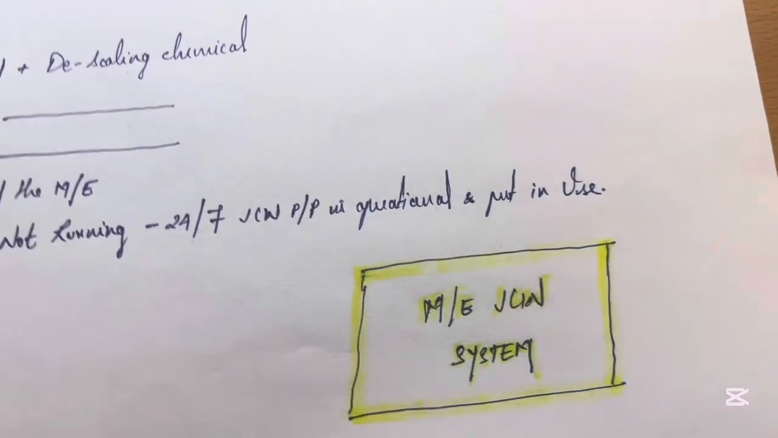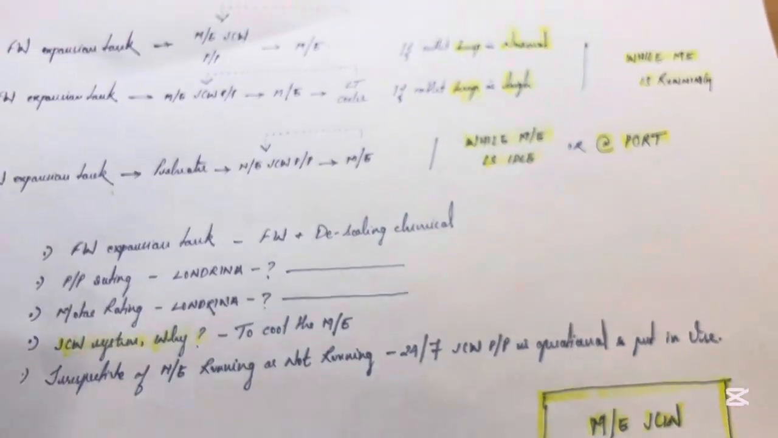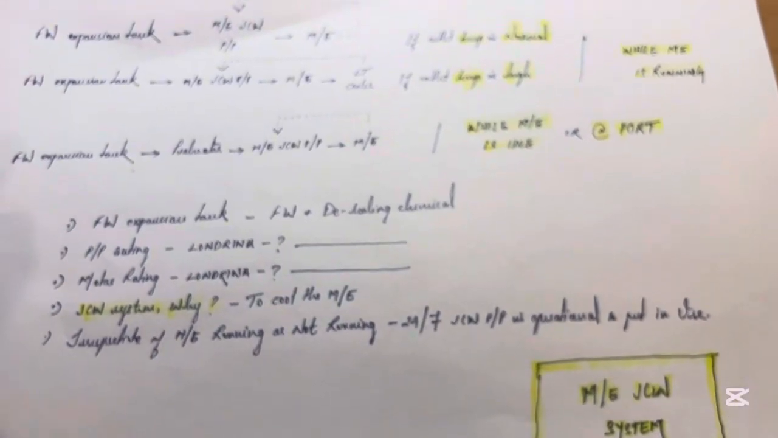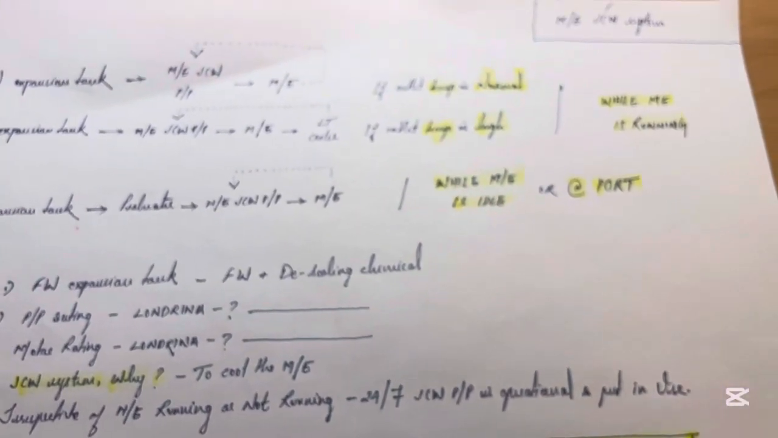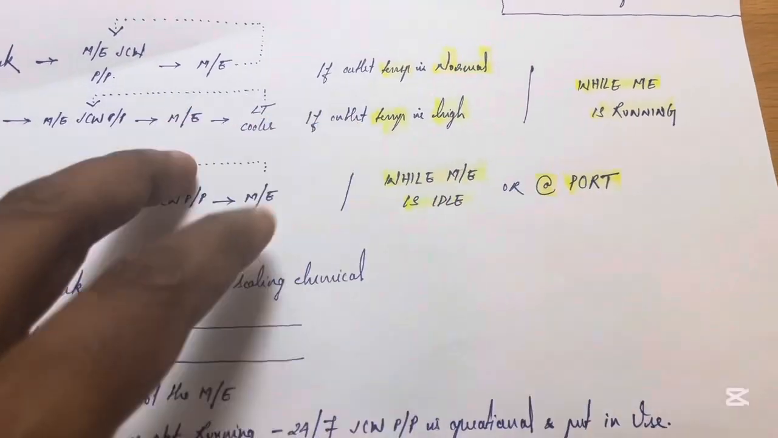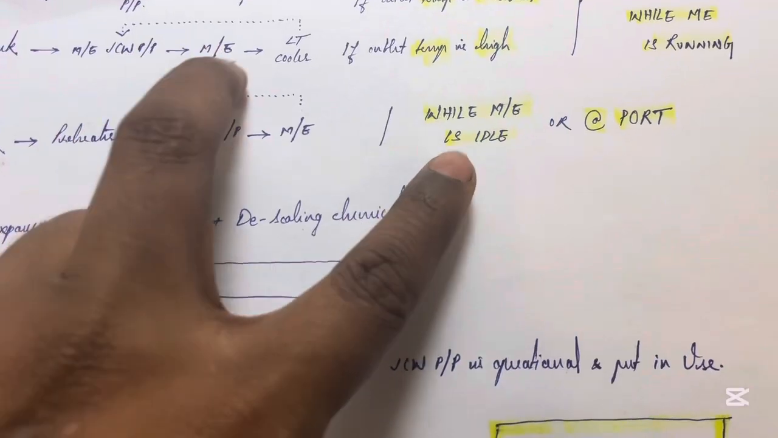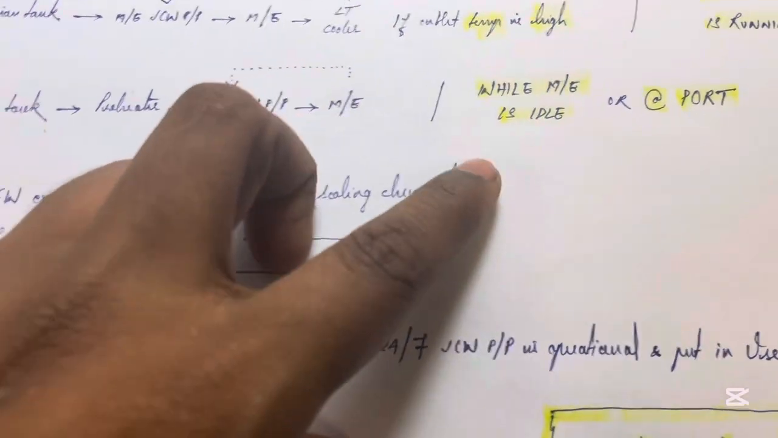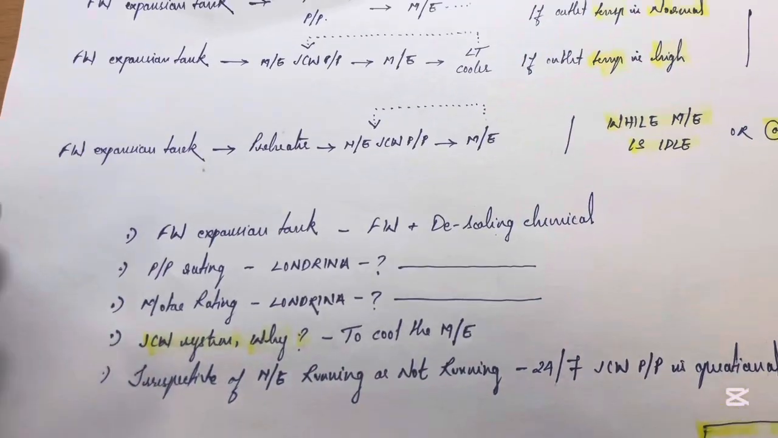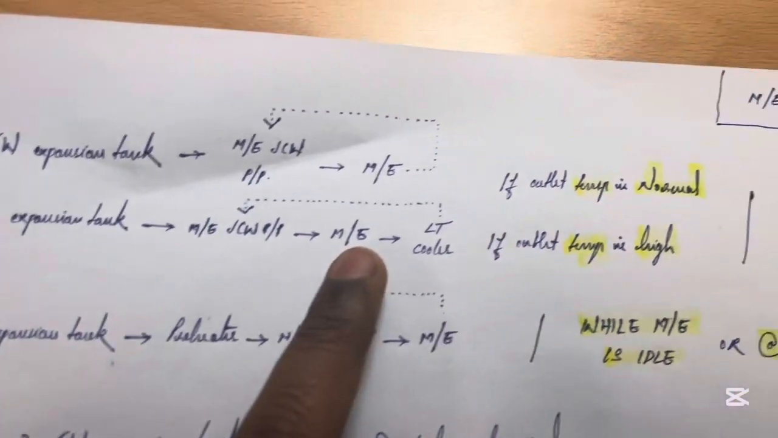And regarding the main jacket cooling water system, as I told you before, it is conditional. Based on the condition, the jacket cooling water system works differently, depending on whether the main engine is running, or idle, like when the engine is stopped, at port, or drifting. So this is how the system works.